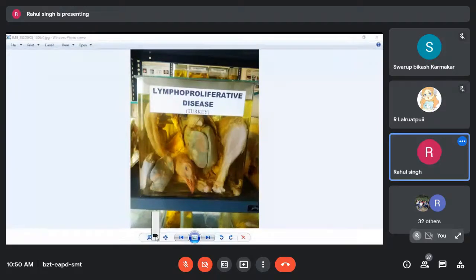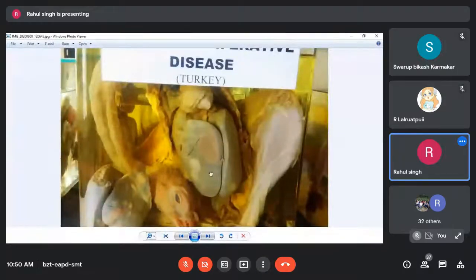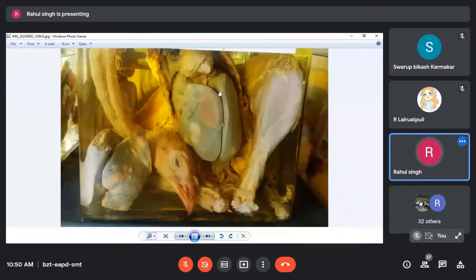Once again, the lymphoproliferative disease, actually it is a lymphoid leukosis case. You can see formation of lymphoma and enlarged liver.